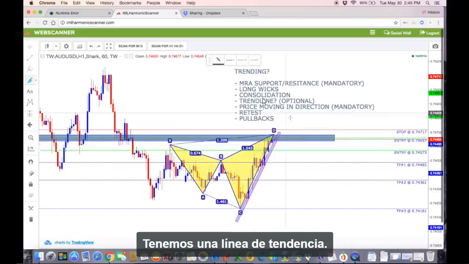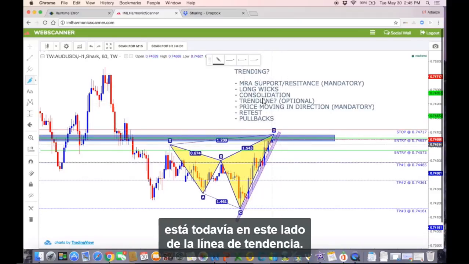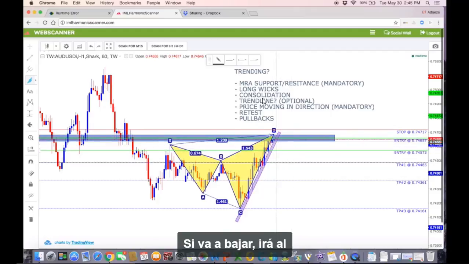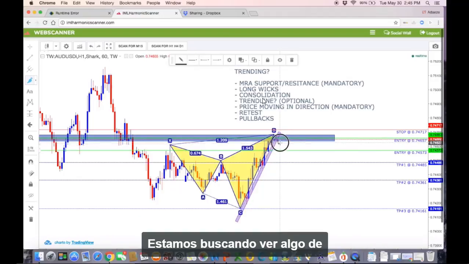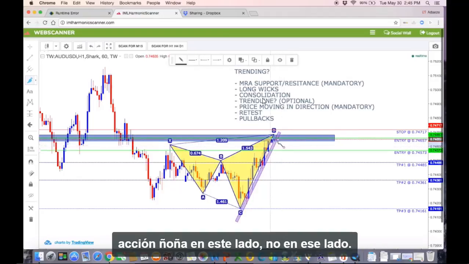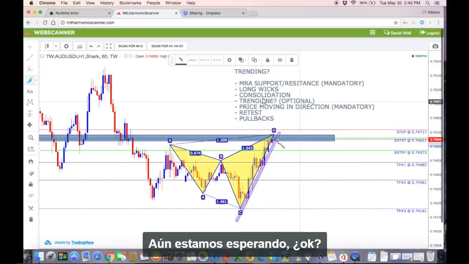Right? So we have a trend line. We see it's respected it. It's still on this side of the trend line. If it's going to go down, it's got to get on the other side of the trend line, right? So we're forming our bias. It's got to get on the other side. So we're looking to see some kind of drippy little action on this side, not on that side. So we're still waiting, okay?